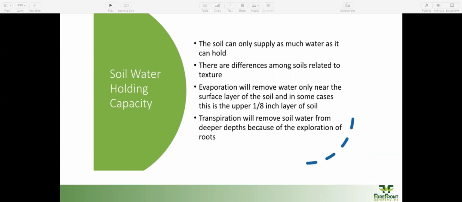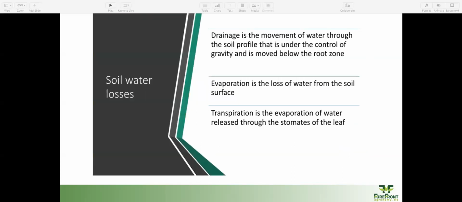There are many differences among soils as it's related to texture. We've got to account for evaporation, especially early in the season before we see a canopy closure. In many cases, we've seen soil depleted 4 or 6 inches with the amount of wind and the amount of solar radiation that we deal with out here. But then also understanding the transpiration rates as it moves water from deeper in the soil, and we pay attention to that, as far as soil water losses.